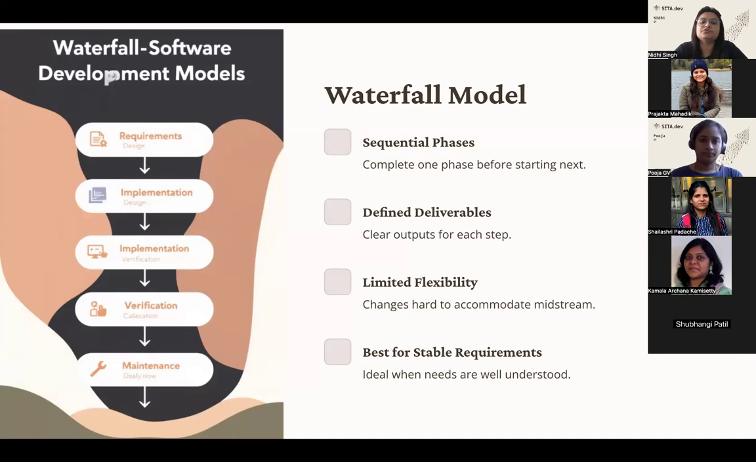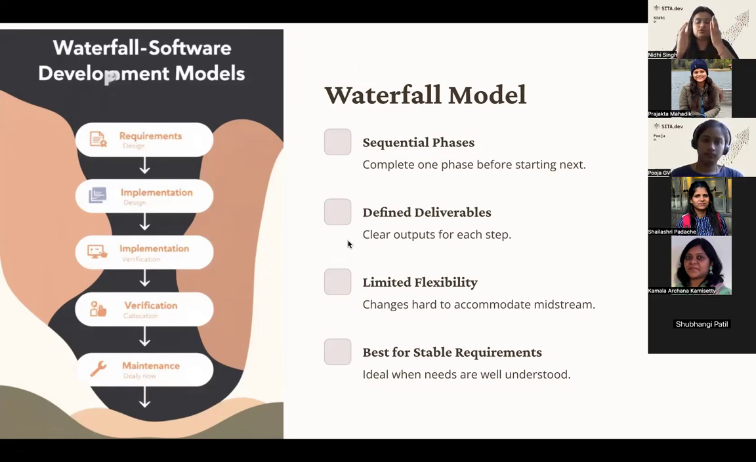Next is the software development models, that is the waterfall model. So now it's time to deep dive into the SDLC models, and we'll start with the waterfall model. This is the very basic model of the SDLC. The waterfall model is one of the earliest SDLC models that follows a linear sequential phase. Each phase in this model must be completed before the next phase is started. So these are the phases of the waterfall model. I'll explain in the next slide.